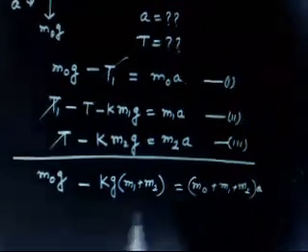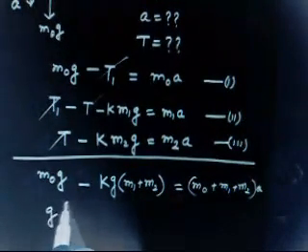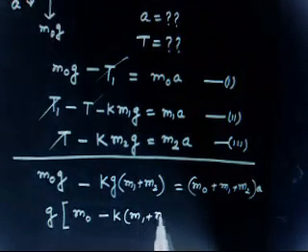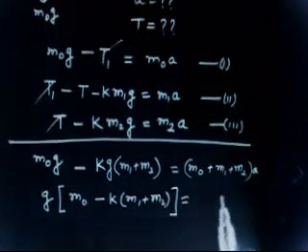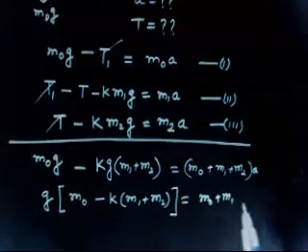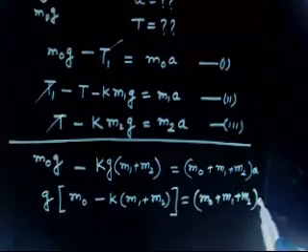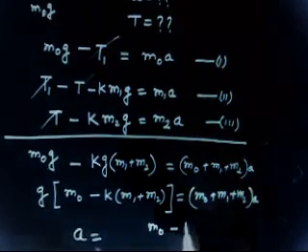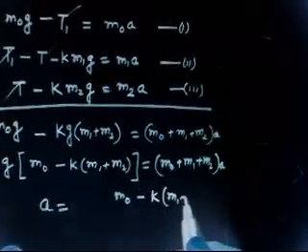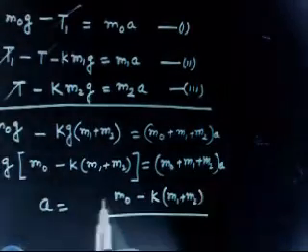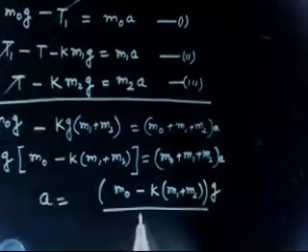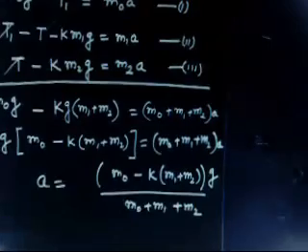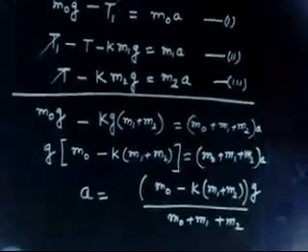Are you getting? So from here, if you take g common, you will have m0 minus k times m1 plus m2, this is equal to m0 plus m1 plus m2 into a. So you will have a is equal to m0 minus k times m1 plus m2 into g, divided by m0 plus m1 plus m2. So this is the acceleration you will have. Are you getting? So let us copy this one.